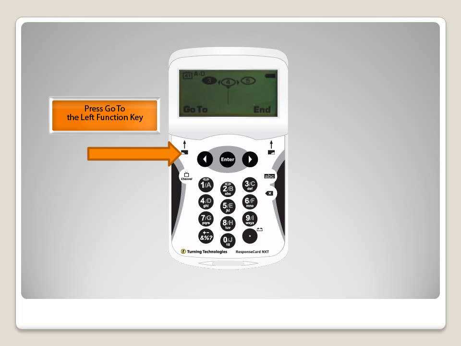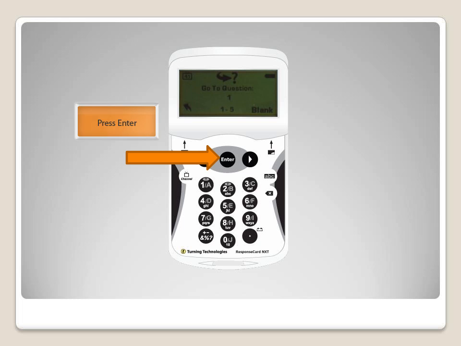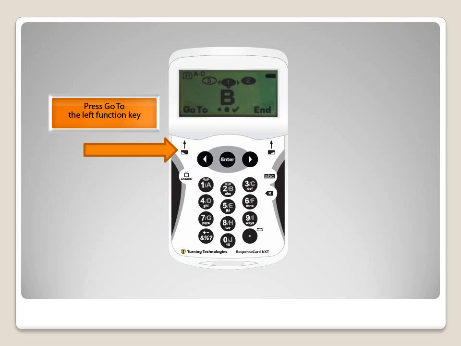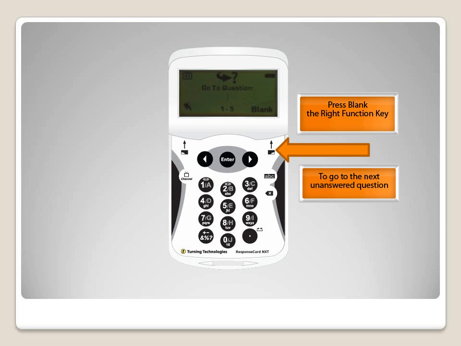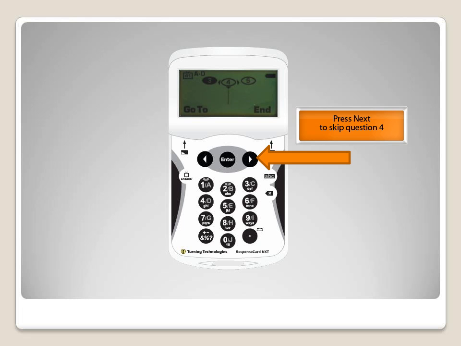Once you are on question 4, you will press the Go To, the left function key, and select 1 on your keypad. Then press the Enter button, go to question 1, and then change your answer. You will press B to change your answer from A to B. While you are still on question 1, you will press Go To again. Press blank, the right function key, to move to the next unanswered question. In this case, it will be question 4. You will skip question 4 by pressing the next button and proceed to question 5.